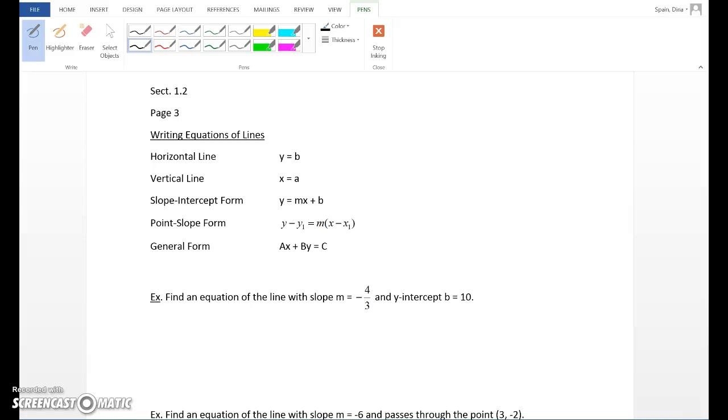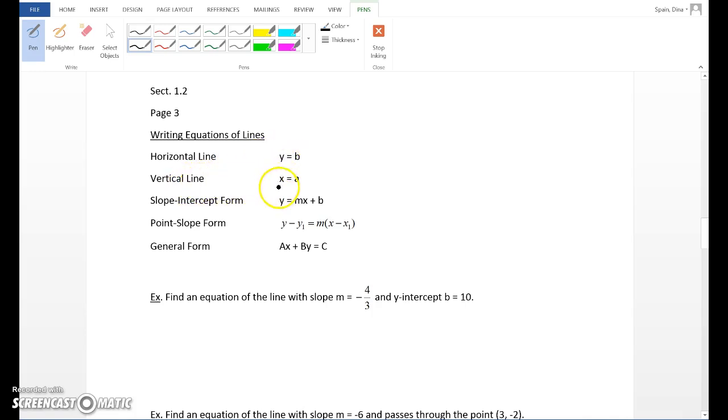Alright, continuing on with these notes, here's part 2 of section 1.2 about graphs and lines. Writing equations of lines comes next. We've already looked at horizontal lines. The equation looks like y equals a number. Remember, there's no x in this equation for a horizontal line. It's just y equals something.